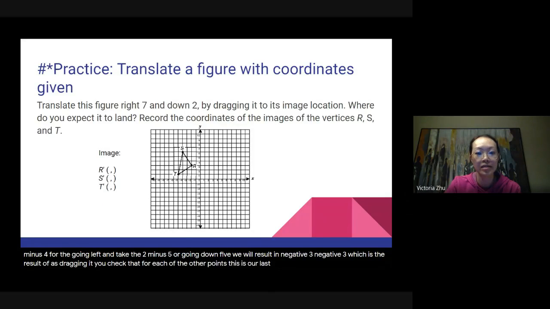This is our last practice. We have a triangle SRT. We're going to translate this right 7 and down 2. Try to drag very carefully like before, and if that's confusing you, just trace the points. Trace the vertices and where they go, and then copy the image. And where again do you expect it to land? Try to see it move right 7 and down 2. And then again, record the images R prime, S prime, and T prime.